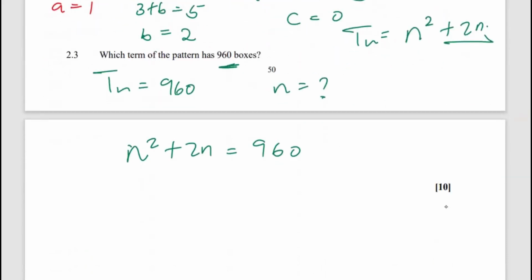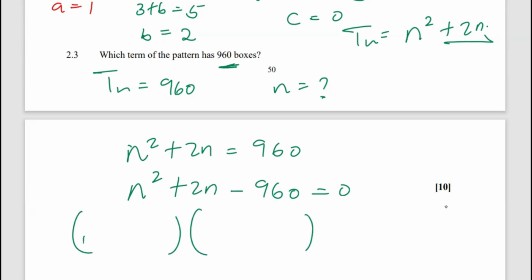And then let's solve the quadratic. Move the 960 aside, so n squared plus 2n minus 960 should be equal to 0. If that is true, what we need to do is you can use your quadratic formula, or you can use the factors. It is up to you. What we need is basically the answer. If I use my factors, I know that it can be n and n.